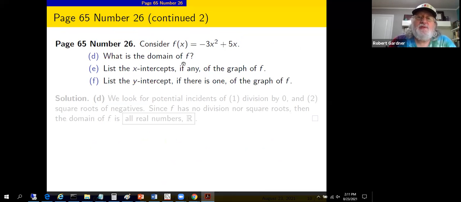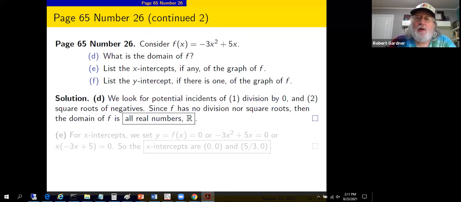Next, what's the domain? Okay, so what can go wrong? Division by 0, square roots of negatives. There is no division and there are no square roots. So all real numbers, no problems. The only things that can go wrong at this stage are these 2 things.